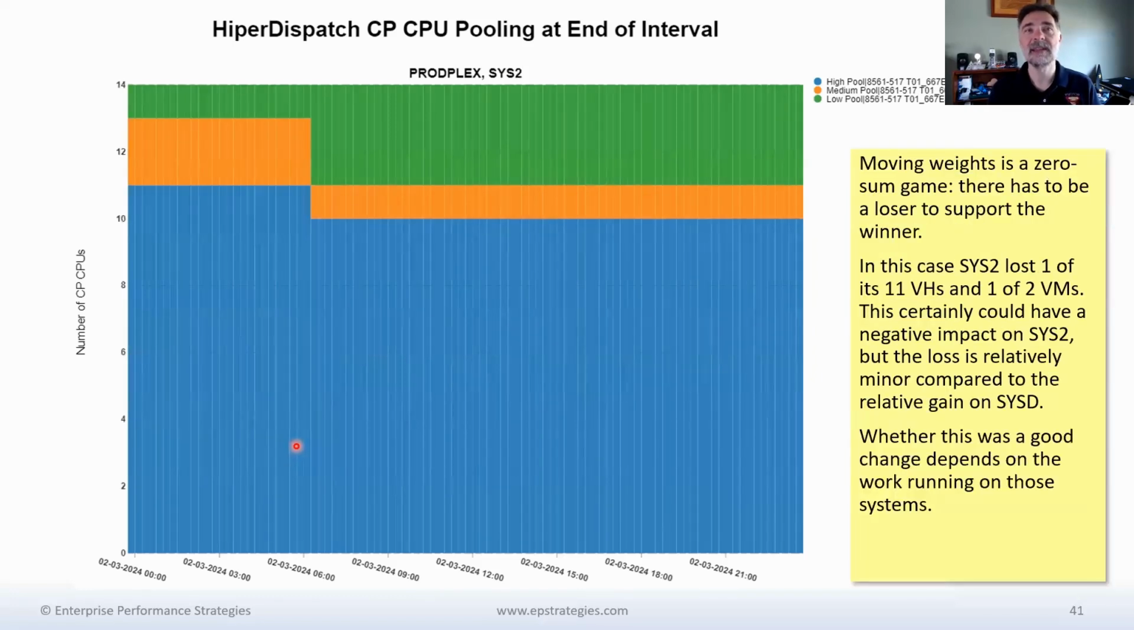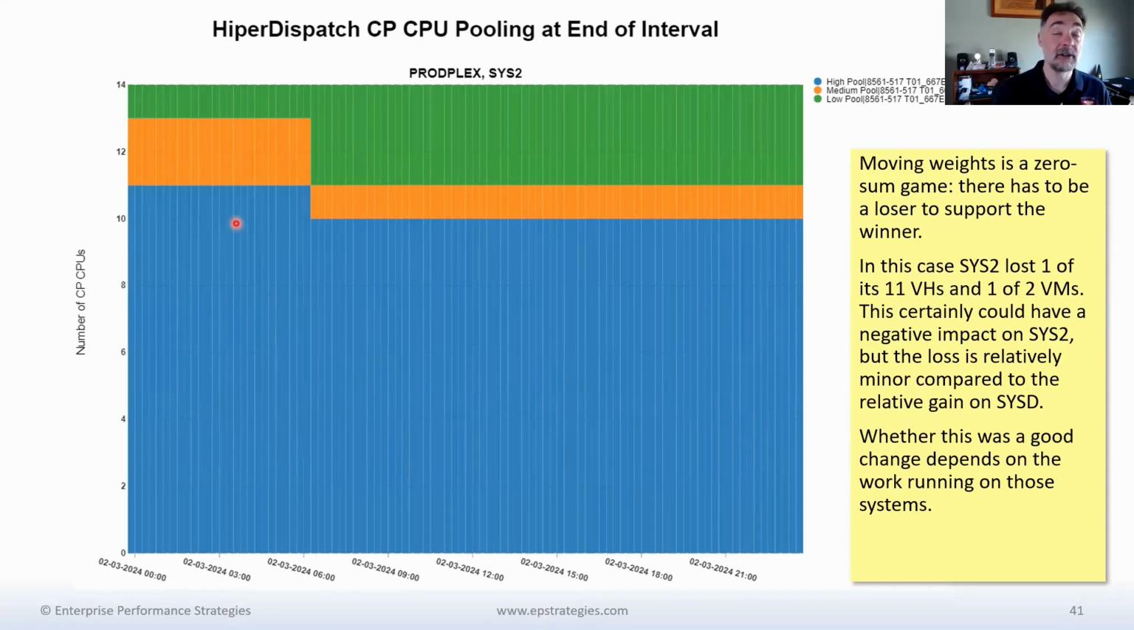Now, in comparison, it's a zero-sum game. That weight had to come from somewhere. In this case, it came from sys2. In this particular case, sys2 went from 11 highs plus 2 mediums to 10 highs plus 1 medium. So basically, it lost a single vertical high, and it basically lost a vertical medium.